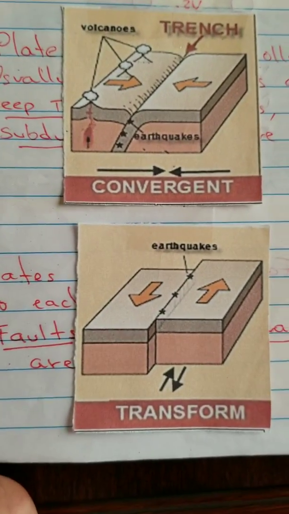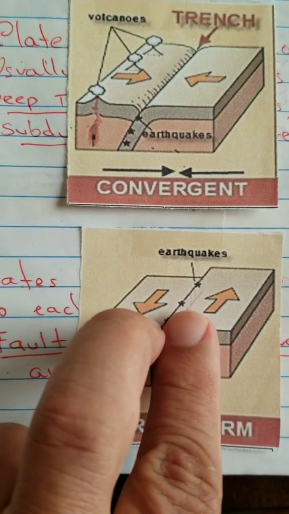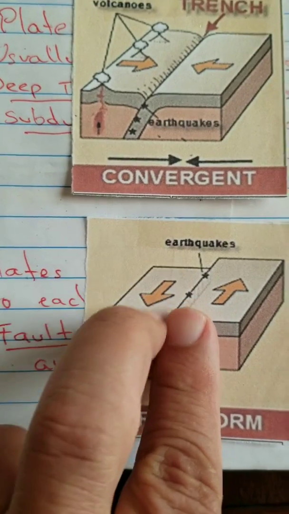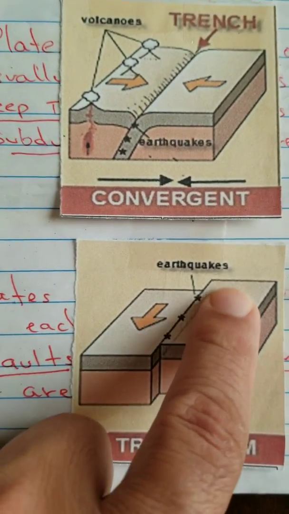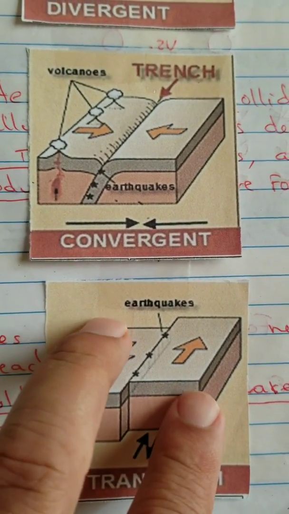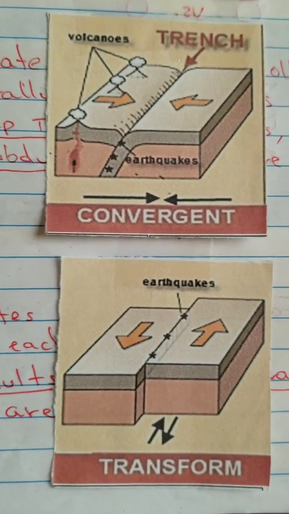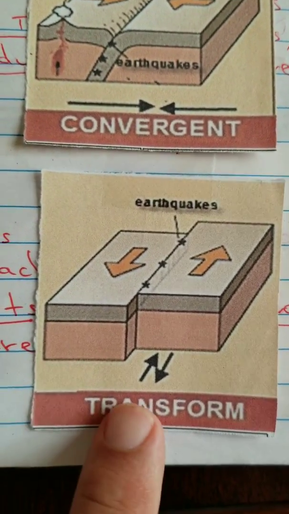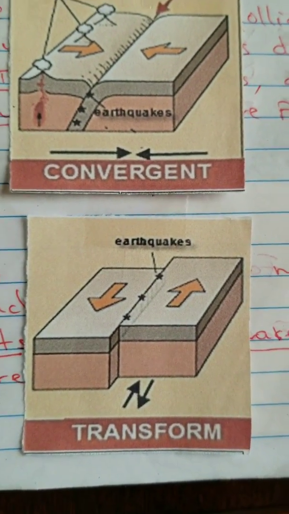And the last one is the transform boundaries. This is when the boundaries slide next to each other. Sometimes they slide in the same direction, but one plate will be going faster than the other, or sometimes they slide in opposite directions, like the example you're looking at right now. These are called transform boundaries. And in California, we have those type of boundaries. That's why we have a lot of earthquakes.